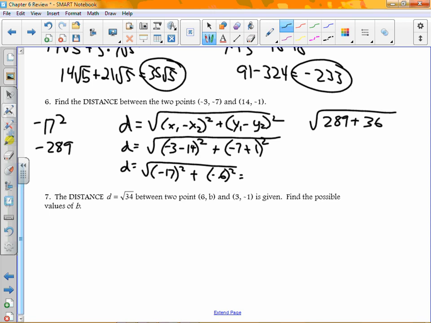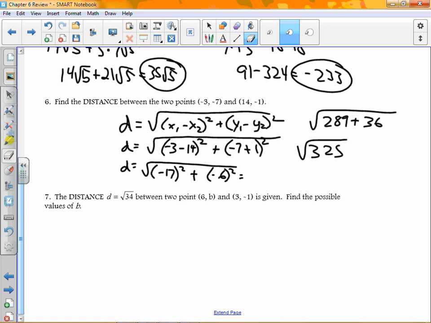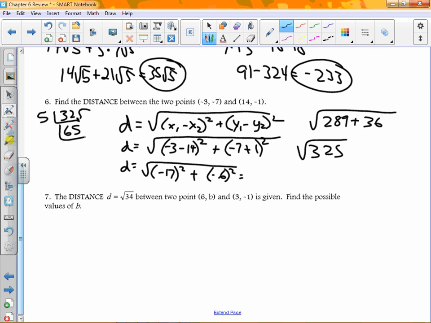What is that? Square root of 325. Again, I'm not looking for you to run to your calculator and punch a button. I want you to figure out whether or not 325 simplifies. The way you see whether or not it simplifies is you see if there are any prime factors of it. I know 5 goes in because it ends in a 5. So 5 goes in there 65 times. 5 goes in there 13 times. 2 5s and a 13.